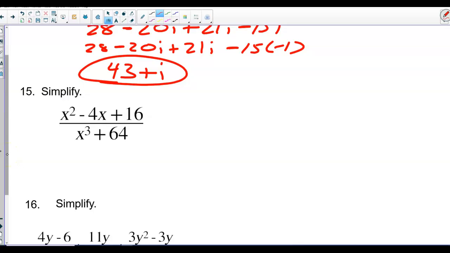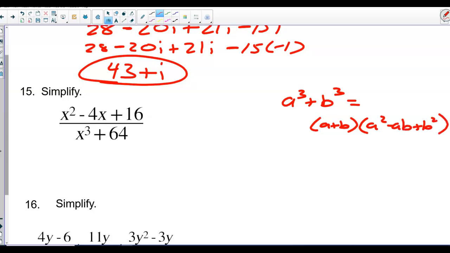This one here is an interesting one because you have the sum of two cubes. We can simplify the bottom and see what cancels. There's not really much to factor up top. But if I simplify x cubed plus 64, that goes back to this formula here, which is a plus b, a squared minus ab plus b squared. So my bottom here, I'm going to have x squared minus 4x plus 16.